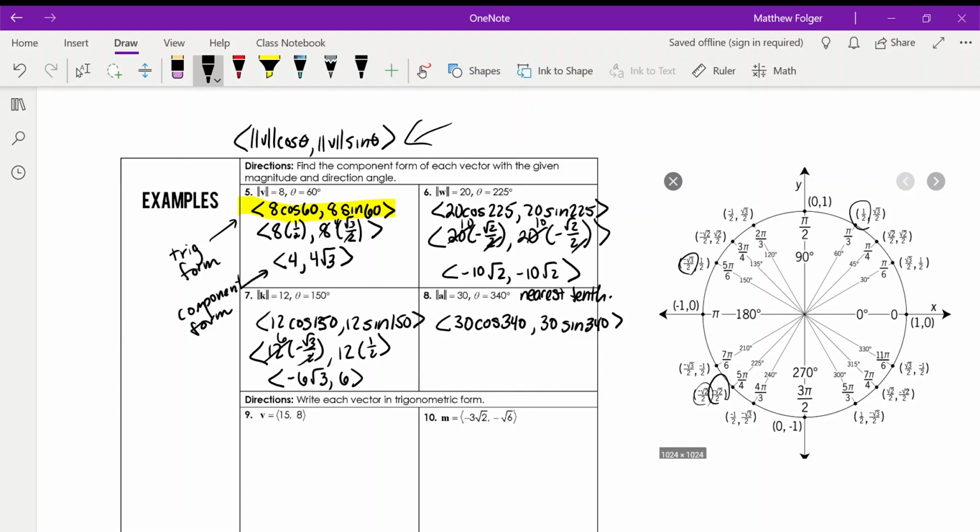So 30 cos 340. Let me get my calculator open here again. Sorry. All right, here we go. 30 times the cosine of 340 is 28.2, comma, and then 30 sine 340 is negative 10.3. Okay, so there you go. If it's not one of the angles on your unit circle, just round to the nearest tenth. Make it nice and easy for yourself.